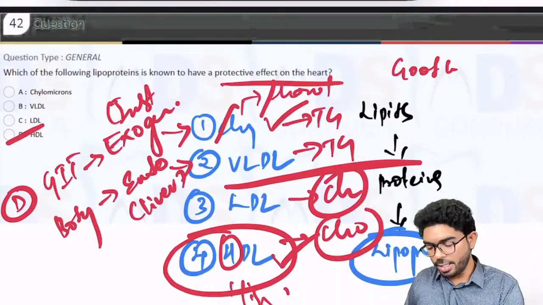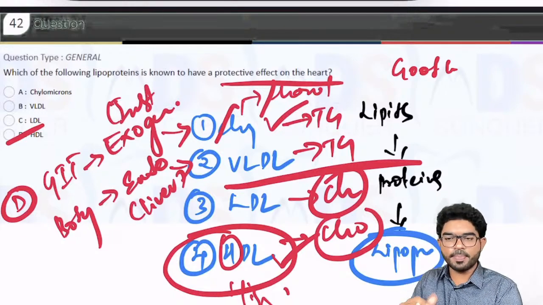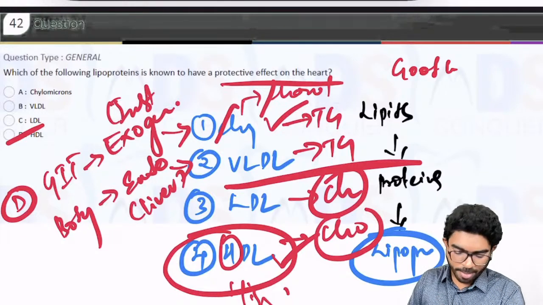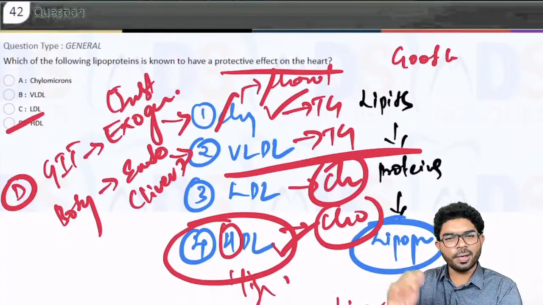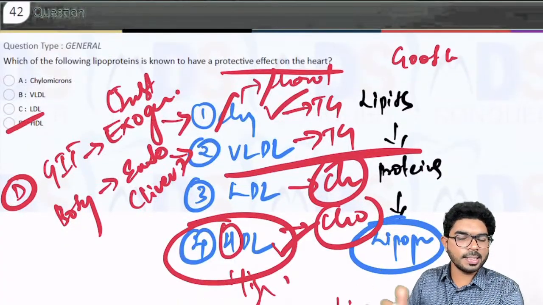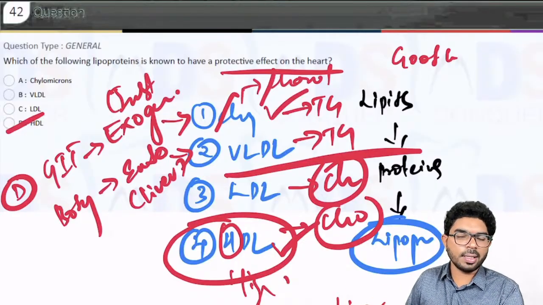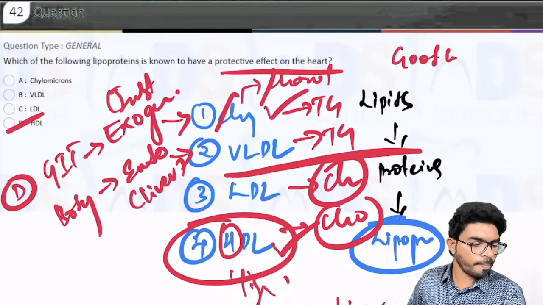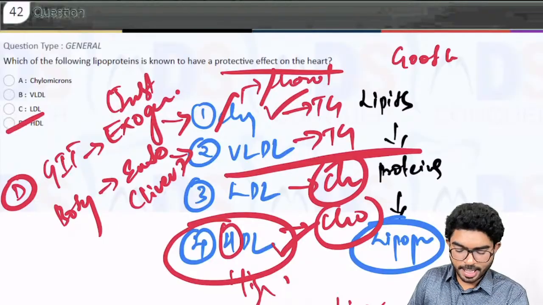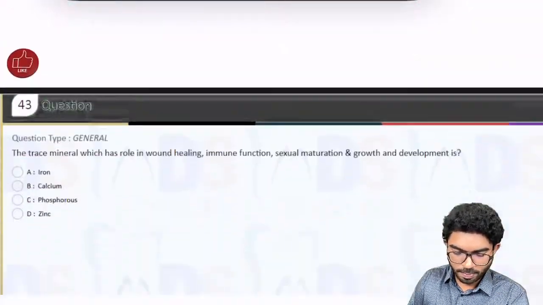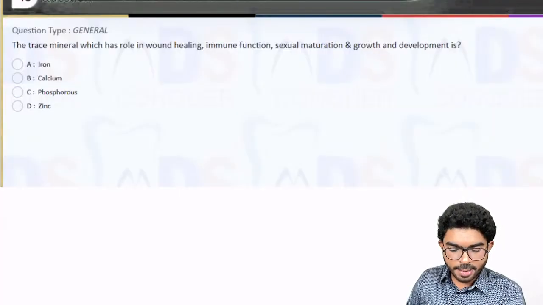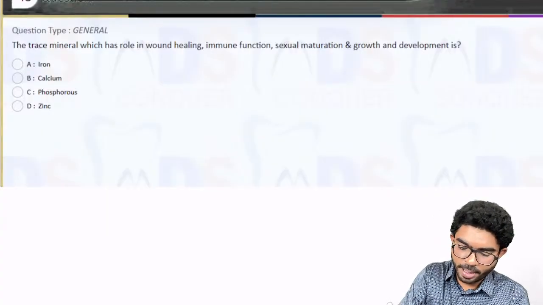This was clearly discussed in the classes, about the different types. I hope you have marked the right answer. It's very easy. Protective to the heart, good cholesterol, the answer is HDL. Bad cholesterol, not protective to the heart, the answer is LDL. The trace mineral which has a role in wound healing, immune function, sexual maturity, growth and development is zinc. Straightforward, an old repeat.